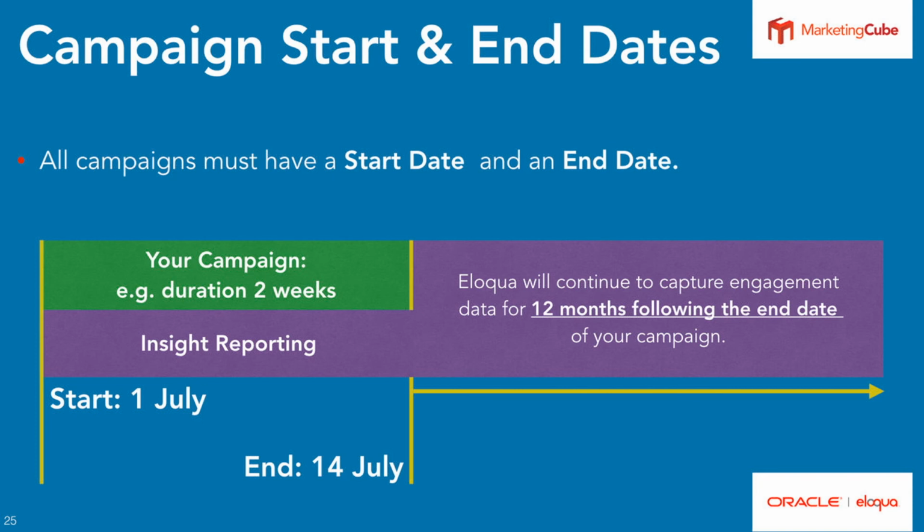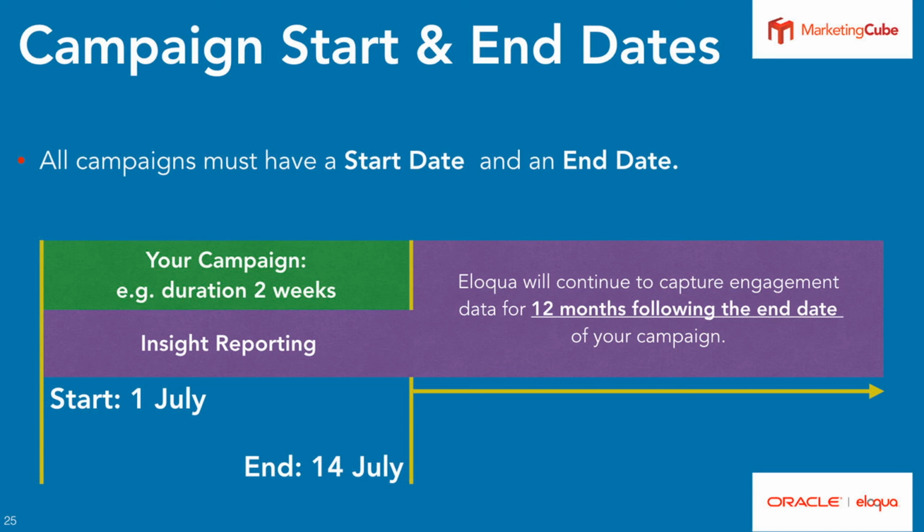However, the insight reporting, that is the reporting that Eloqua is gathering based on people's clicking and form submissions in the context of that particular campaign, will continue for 12 months following the end date. So just to be clear, for 12 months following the end date of the campaign. So from the 14th of July onwards for 12 months, Eloqua will continue to gather any engagement that takes place based on your particular campaign. So rest assured that that's not a problem.